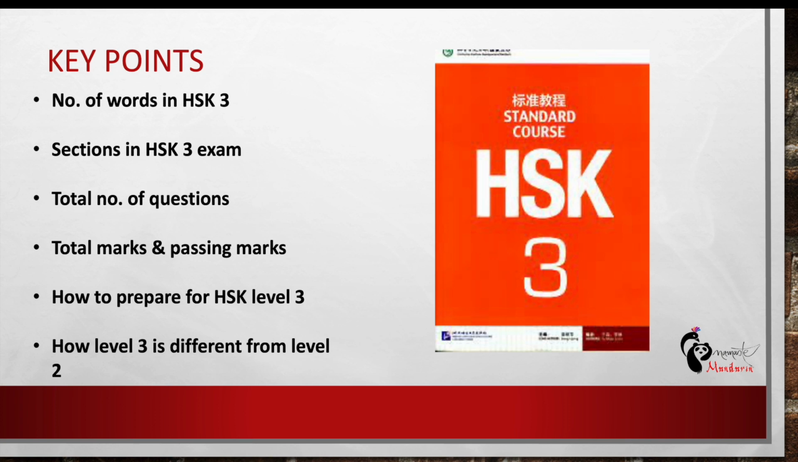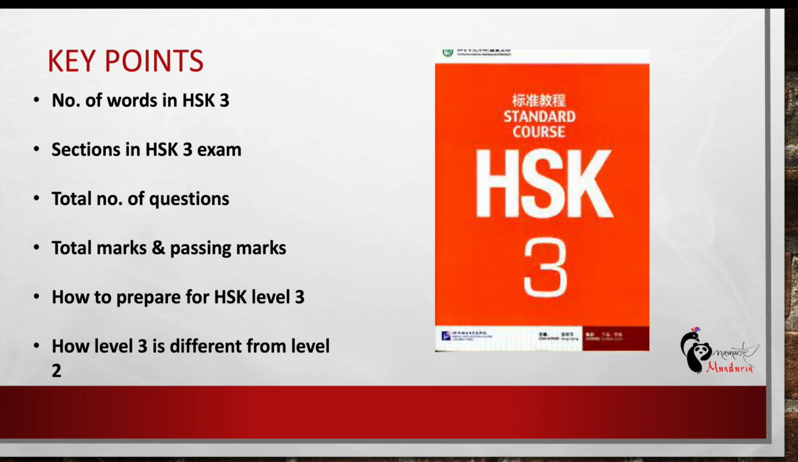I have come across students who just go through that HSK list which I have shown you, where there are Chinese words, pinyin, and English translation. But if you just read that, it's not going to help you, because you need to know how to use it, what the use of the particular word is, and how to put it in a sentence. So for that, please get this book. It's a very good book. You can get it online.